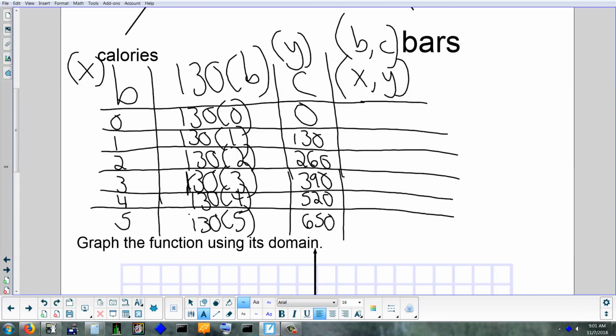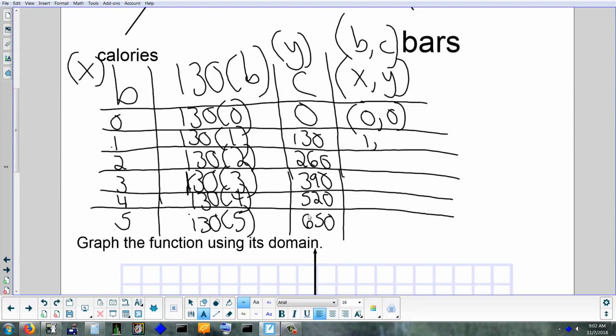Alright, cool. So my first coordinate's going to be what? 0, 0. Jake, what's my second coordinate going to be? 1 comma... Not 0, because look at my first coordinate: B was 0, C was 0. That's why I got 0, 0. For this one, I had B as 1. How about C? B, C, right? B was 0, C was 0. B was 1 in this case. What about my C?